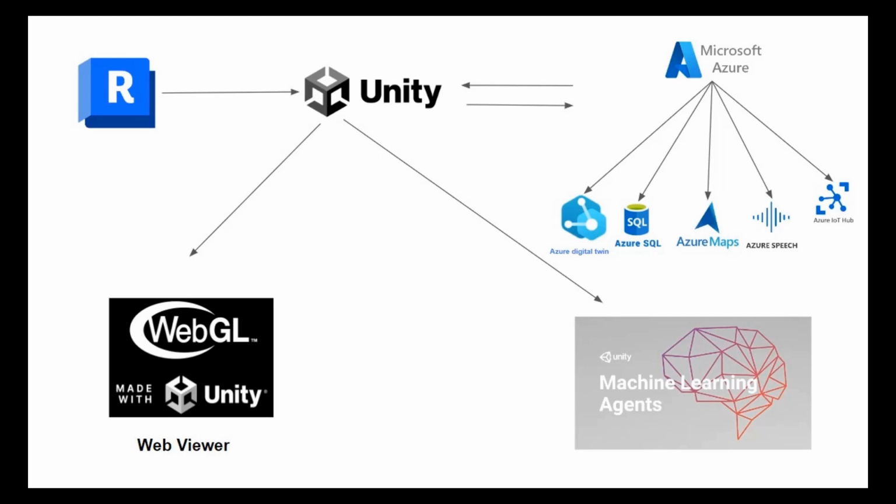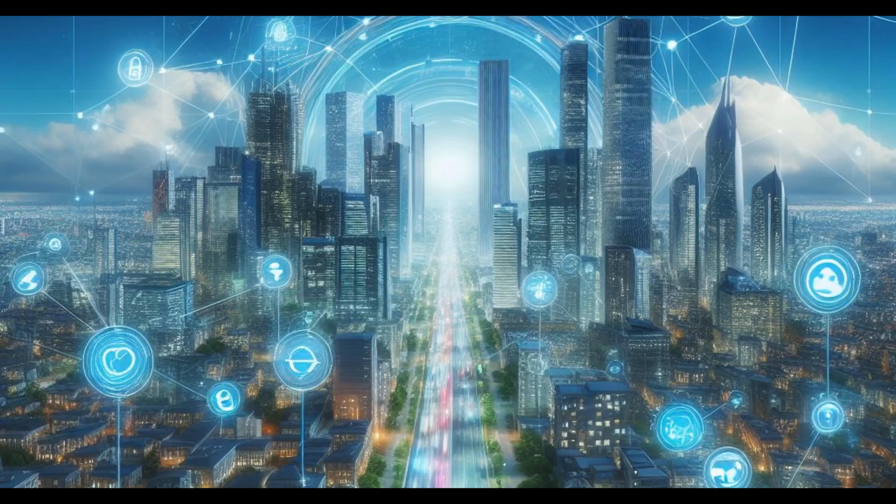Finally, you can use WebGL, which is a module inside Unity, to build your digital twin application to access and view your model and physical building information using a simple web viewer like Google Chrome, and that leads us to the road to a digital twin and smart cities.